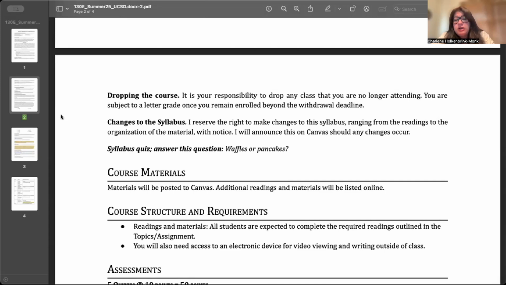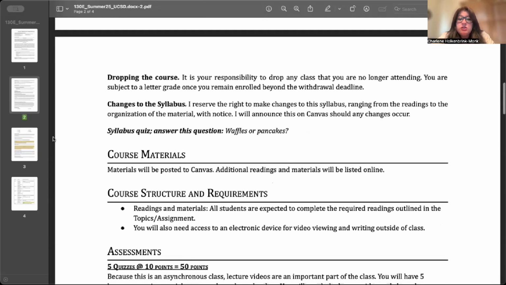I would much rather support you as we move forward. Changes to the syllabus. So I do have the right to make changes to the syllabus. I generally won't, with the exception of maybe changing an assignment date or some sort of adjustment, but I will always let you know ahead of time and make an announcement.